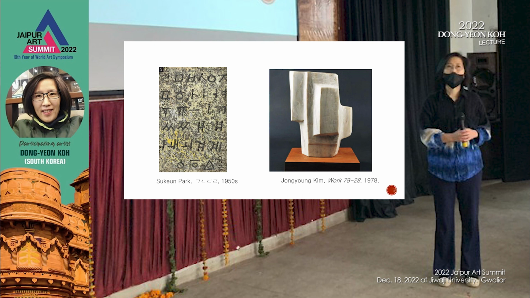Another interesting thing about the work on the left is that it's Hangeul. It's Korean letters, not Chinese letters. Because so far, we have seen that some of the early modernist Korean painters used or began with Chinese letters, but you can see this is Korean letters. And on the right, Kim Jong-young also reshaped the giyeok, the basic Korean Hangeul letter, as a basis for his sculpture. I don't think you're not familiar with the Korean Hangeul. That's exactly the words that I'm using.